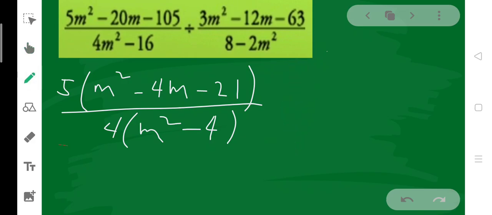Okay, and then we're going to rewrite this in descending order of powers as well as factoring them. Okay, so we have negative 2 as the common factor. So the other would be m squared minus 4.